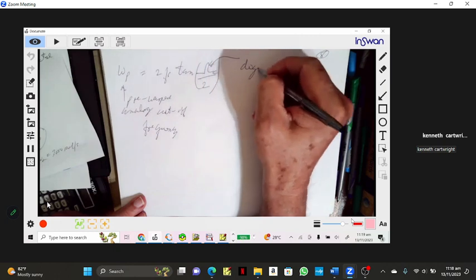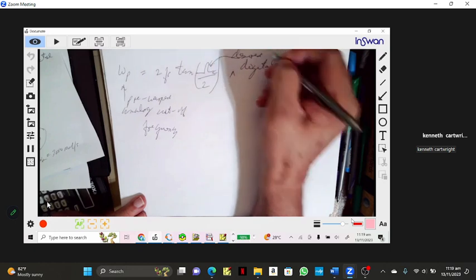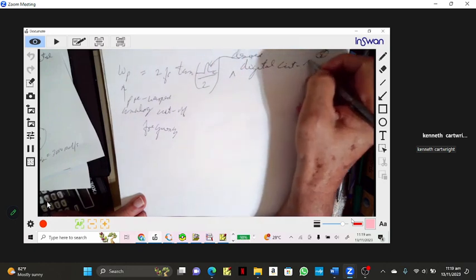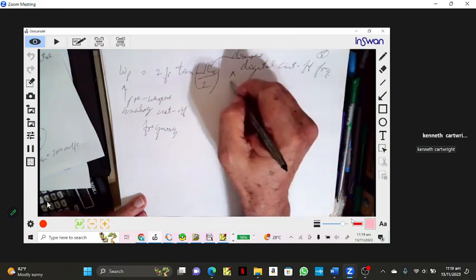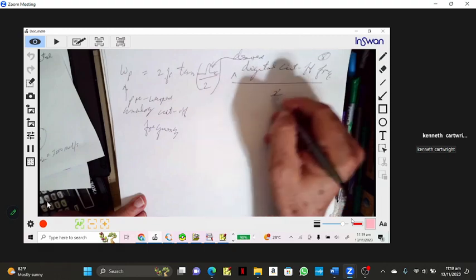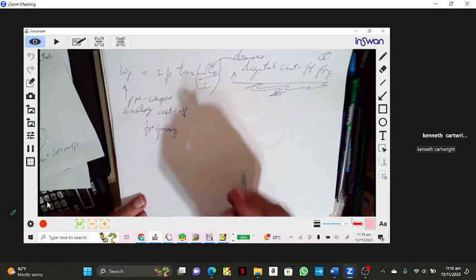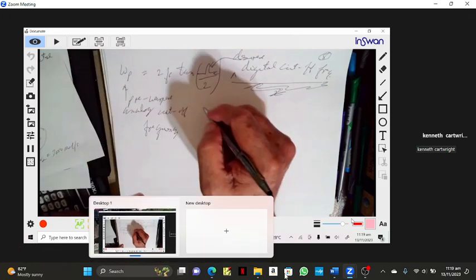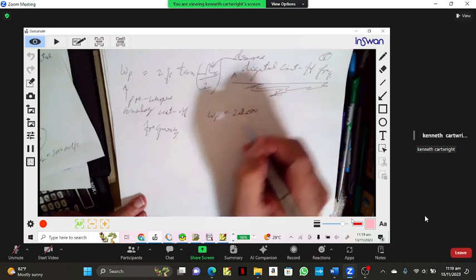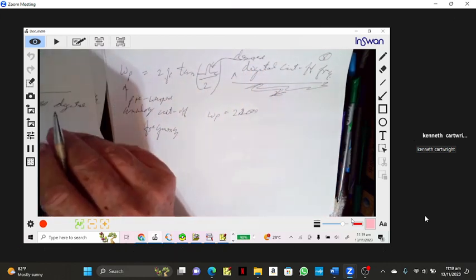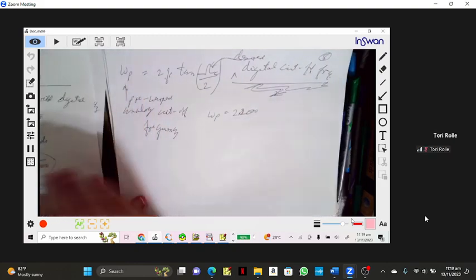The desired digital cutoff frequency, divided by 2. Well, the omega part is just the desired digital cutoff frequency. And in today's second example, the 2fs is going to be 2 times 2,000, right? Didn't I say the sampling was 2,000? Yes, I did.